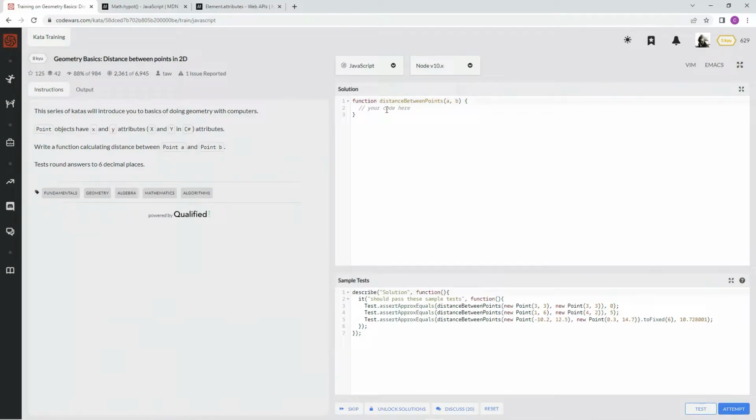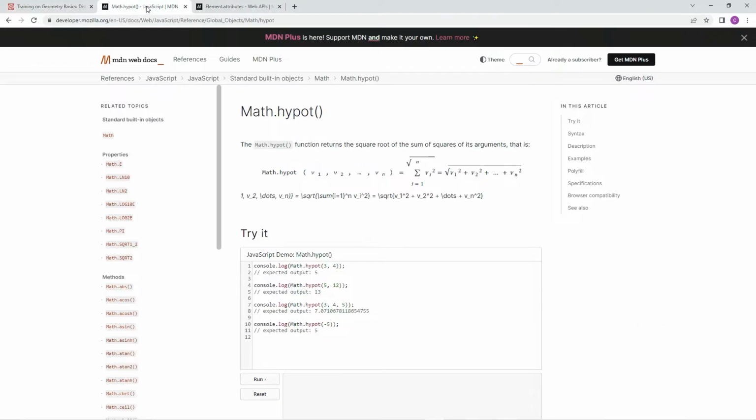But what we do need to do is use this thing called Math.hypot to find the hypotenuse of what we've got going on over here. And I'll show you what I mean by that in just a second. We also had to deal with these attributes, and I'll tell you about attributes also.